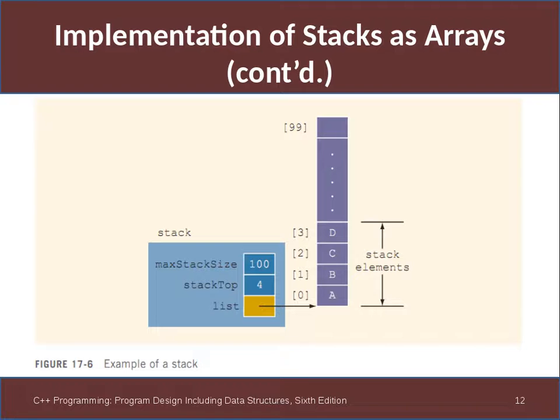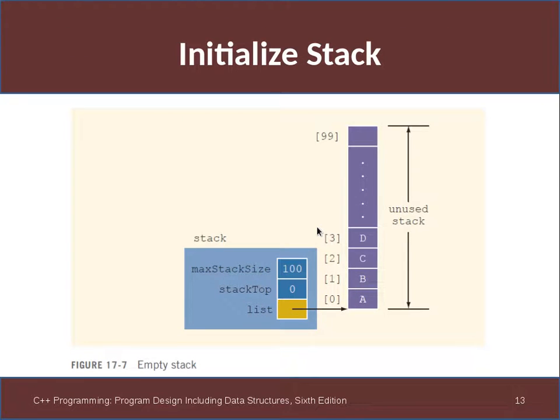All right, so for example, if our stack object contained a max size of 100, because our array size is 100, and the stack top is 4, up there, and the list points to the beginning of the array down here, then that means that the stack has A, B, C, D. 4 elements, so top is pointing to element 4 right here, which is empty. Everyone good with this picture?